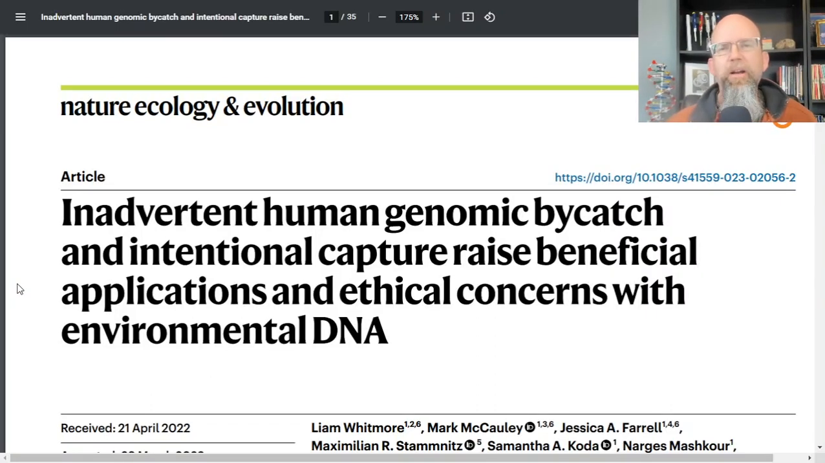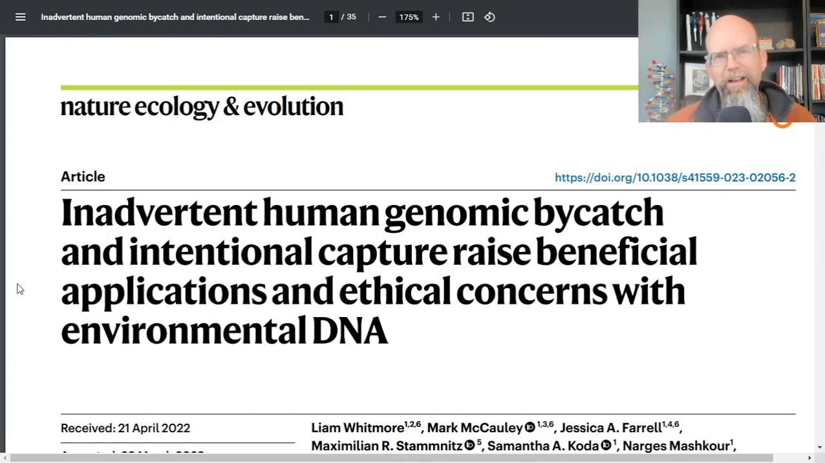Let's talk about a paper that was just published yesterday. This paper discusses a pernicious problem in environmental DNA research. Environmental DNA is the extraction of DNA straight from the environment, whether it's from water, soil, or right out of the air. Collecting DNA from the air and sequencing it, and then asking what DNA is in the air. So what's the problem? What's this pernicious problem?